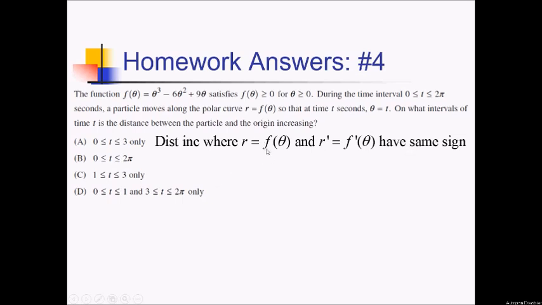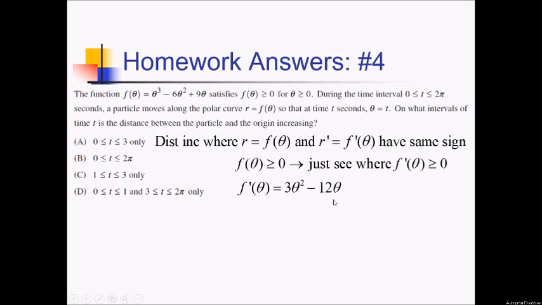Now, part of the key on this is this f of theta greater than or equal to 0 they said in the beginning. They're basically saying that r is always non-negative. What that means is we just have to figure out where r prime, in other words, f prime, is non-negative, greater than or equal to 0. So to do that, we're going to have to find critical values and do a little sign analysis. f prime of theta then, that's going to be 3 theta squared, just using our power rule here, minus 12 theta plus 9, and we want to see what that equals 0.